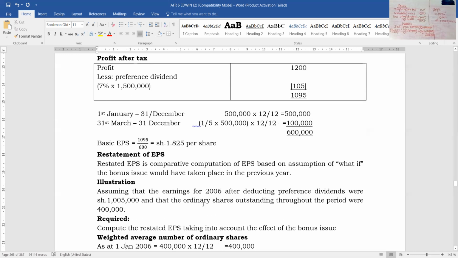So let's do this, there's an illustration there which I need to explain. It doesn't need a lot of computations. Assuming that the earnings of 2006 after deducting preference dividends were 1,005,000. And that of the ordinary shares outstanding throughout the period were 400,000. Assuming the earnings of 2006.